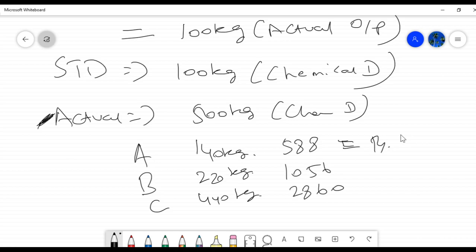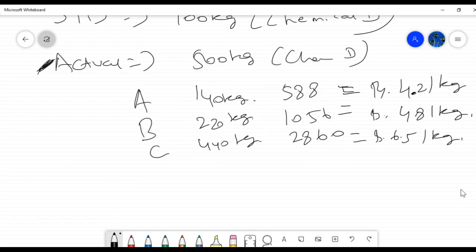Rupees 1056 divided by 220. 4.8 rupees per kg. Okay. Then 2860 divided by 440 kg equal to 6.5 per kg. Rupees 6.5 per kg. Okay. This is one step.